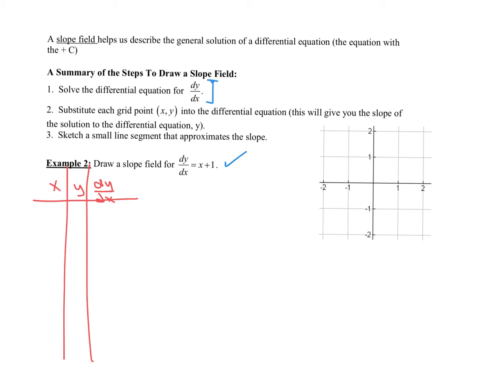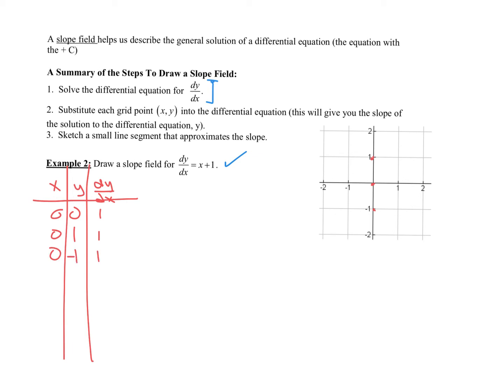So I'm gonna start with 0, 0. 0, 0 is always a good place to start. If I substitute that into dy dx, I get 1. Let's try another one. Let's do 0, 1, which is this one right here. If I substitute that one into dy dx, I also get 1. You'll notice, actually, this equation does not depend on y. So this one right here, 0, negative 1, again, it's still going to be 1 because there's no y in that equation.